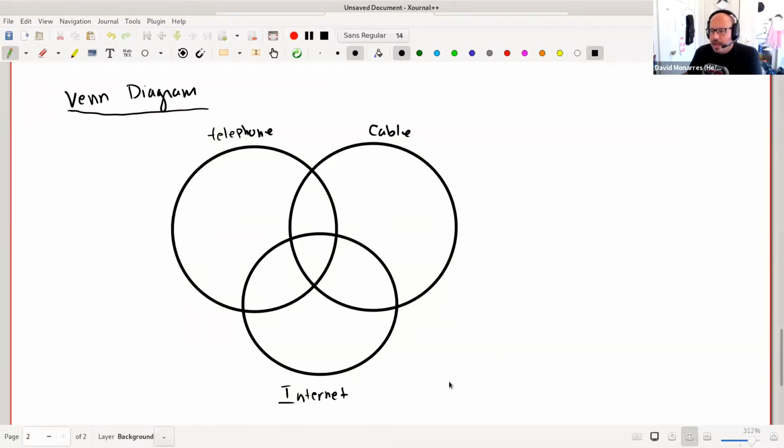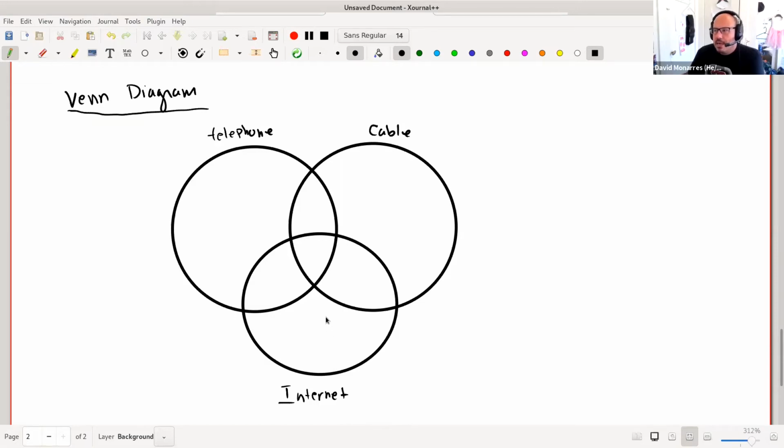What we're seeing here is all these people who use internet. Some of them use both telephone and internet, but not other services. Some of them use all 3, which are going to go right here in the intersection of all 3. And some of them use internet and cable and not telephone. So with the intersection of these 3 circles, each little region is going to represent each combination of the 3 services that we can have.